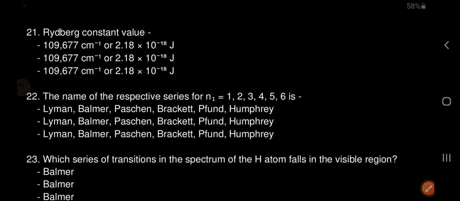The names of the respective series for n is equal to 1, 2, 3, 4, 5, 6 are: n equal to 1 Lyman, n equal to 2 Balmer, n equal to 3 Paschen, n equal to 4 Brackett, n equal to 5 Pfund, n equal to 6 Humphreys.